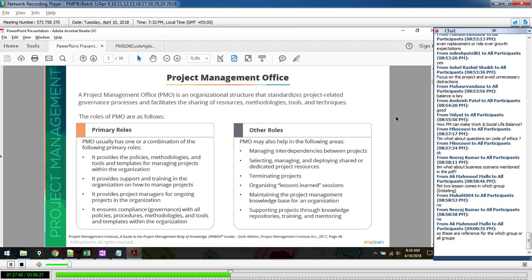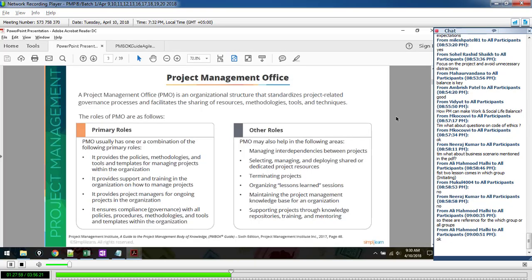First of all, let's get Project Management Office out of the way. So these are references. Actually, Ollie, this is building the whole framework around that. When we talk about process, you know what I mean when I say process, okay? A PMO, or Project Management Office, is an organizational structure that standardizes project-related governance processes and facilitates the sharing of resources. Okay, standardizes and facilitates sharing. Those are the two things that a PMO does.